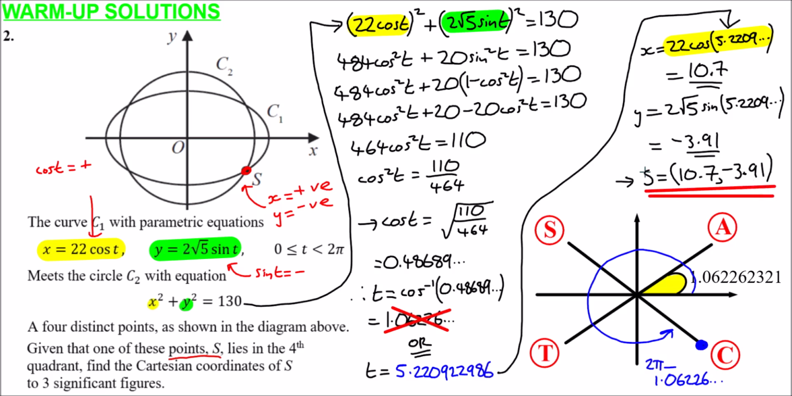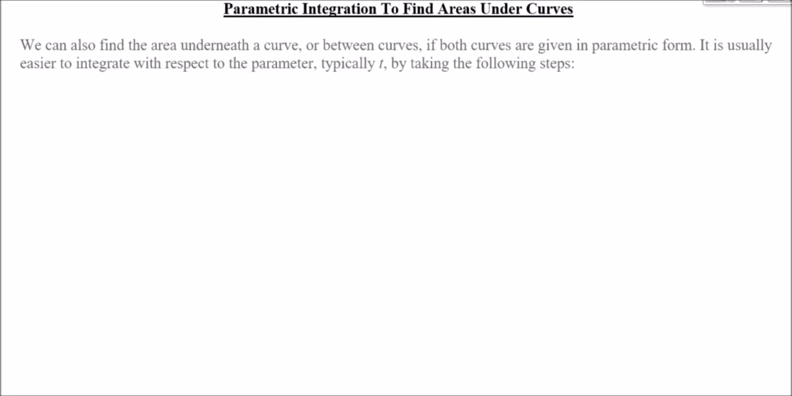which is using parametric equations to integrate. So how to use parametric integration to find areas under curves. We can also find the area underneath a curve or between curves if both curves are given in parametric form. It's usually easier to integrate with respect to the parameter. Typically it's t, sometimes it might be theta, for example, but normally it's t. And we can do this by taking the following steps.